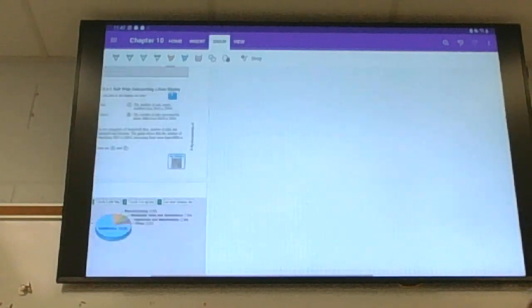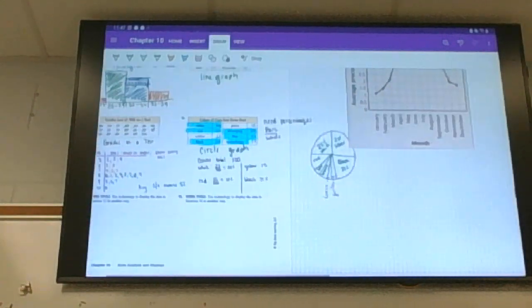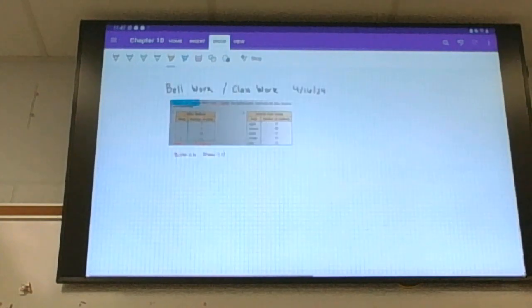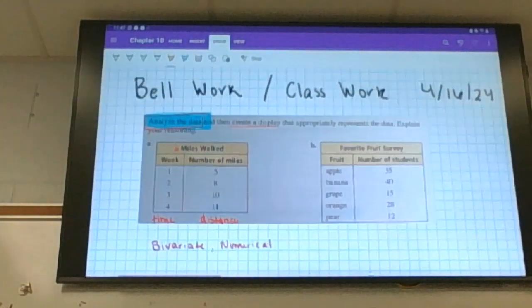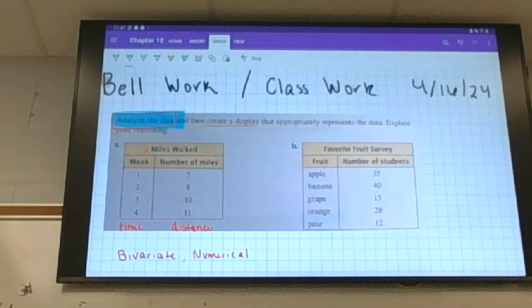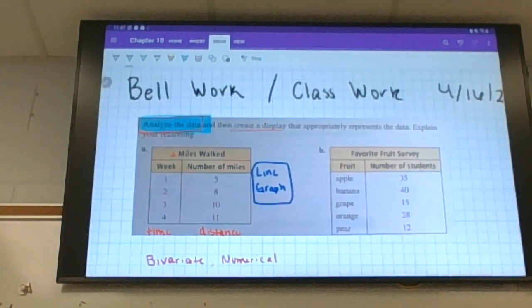You could do a scatter plot, but I want everyone to do the same thing. So everyone's going to do their very best from your working knowledge to create a line graph of this table. Melina, you need to stop your conversation. Please and thank you.